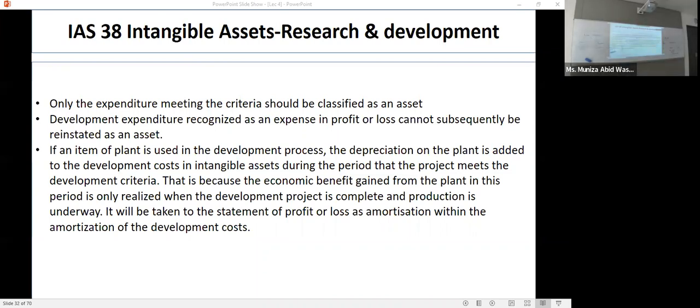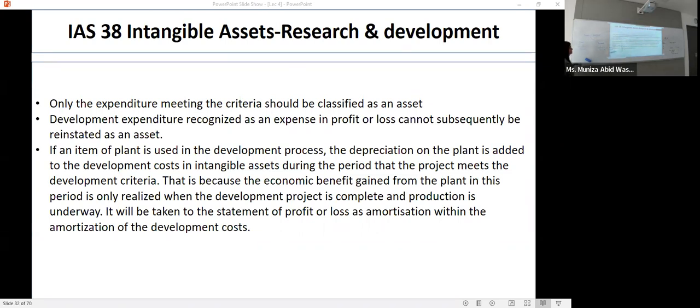Now, if any of the asset which is being used in the process of development expenditure will also be recognized as the IS 38 intangible asset, like we have seen in the case of IS 16 as well. Any of the equipment which is being hired or being purchased for making or constructing a building or any other asset will be recognized as IS 16. So similar case is going to happen in the case of IS 38.